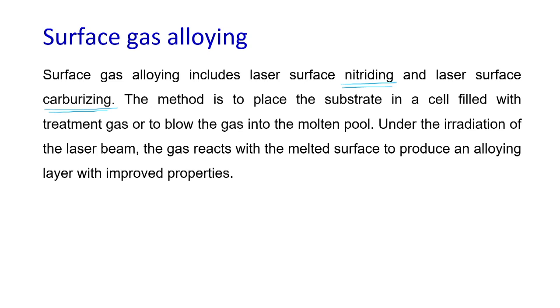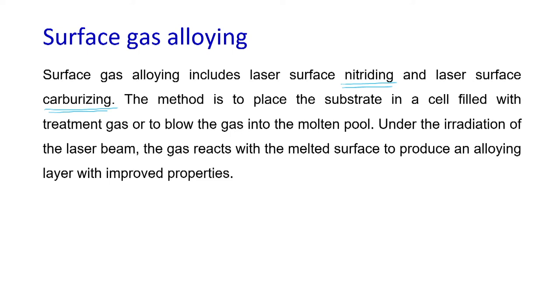Now let us see the next type of alloying process, that is the surface gas alloying process. So in this type of feeding system we are not using the deposition in the form of any powder or any pre-pasting of the material. Here the deposition material is in the form of gases. So nitriding and carburizing, as we know very well. So in this case the laser surface nitriding or laser surface carburizing can be done. We are taking the substrate material inside a chamber. We are applying the gas of nitrogen or the carbon, and then we apply the laser beam energy.